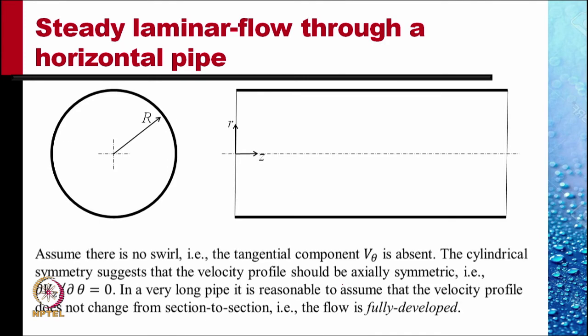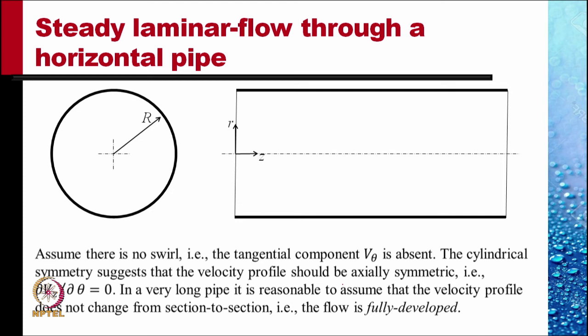Let us now do one more example. Steady laminar flow through a horizontal pipe. Consider a very long pipe of radius r. Of course, the cylindrical polar coordinates would be preferred coordinates here. So we take z coordinate along the axis of the pipe, and we measure the r radial distance from the center line.